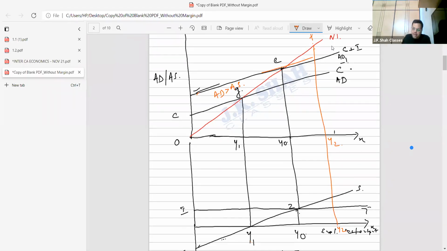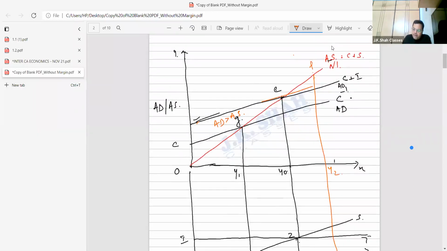Come to this particular point F. What do you realize? Aggregate supply is greater than aggregate demand. Think properly. How come? Aggregate demand is C plus I, so supply is more. That means sellers want to sell more, but buyers are not ready to buy. So we cannot have point F. We cannot have point G. So the proper equilibrium will be point E.